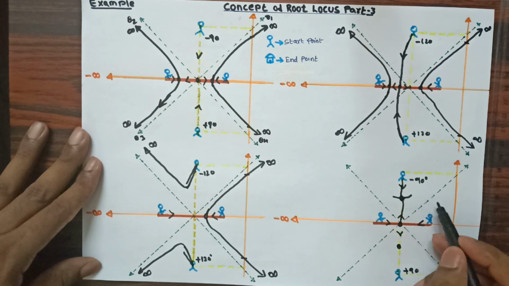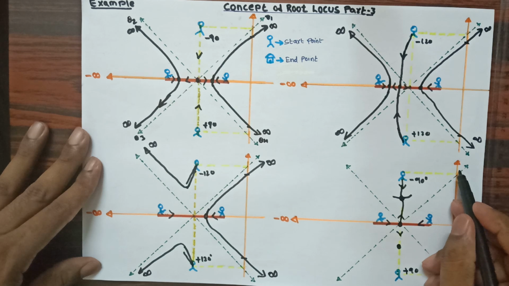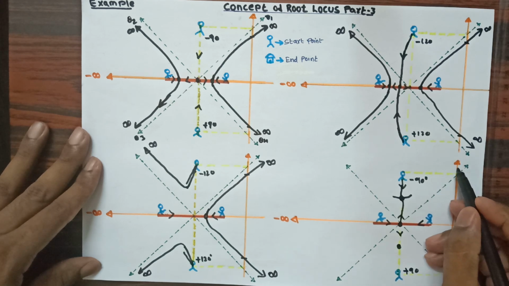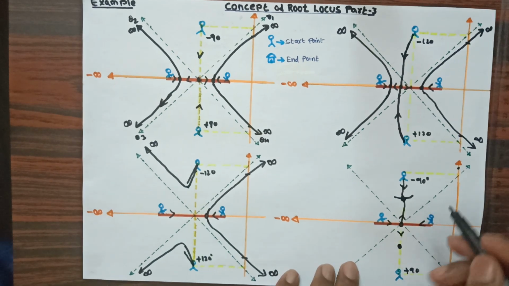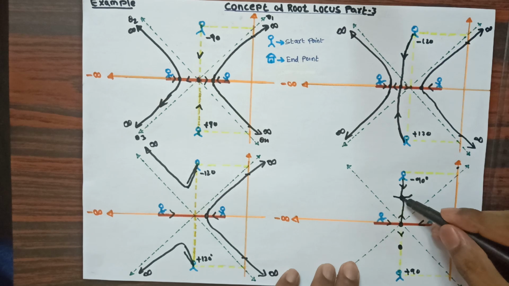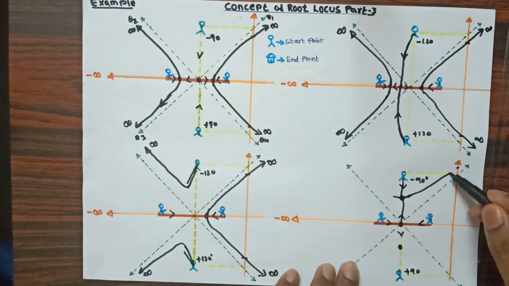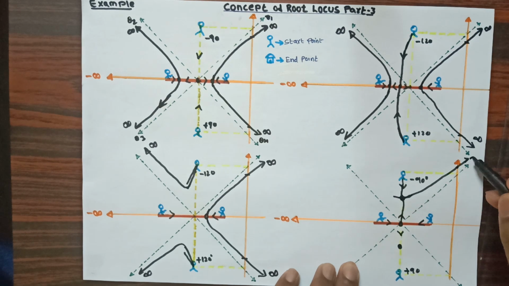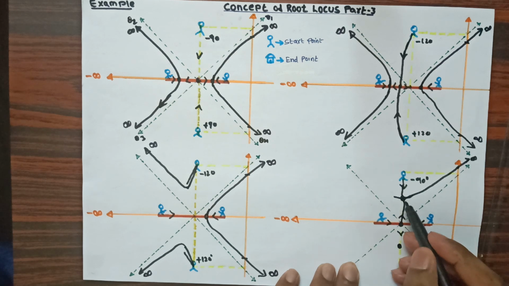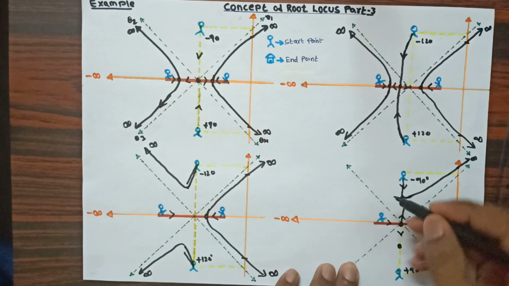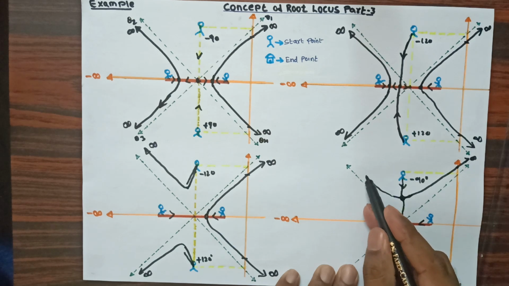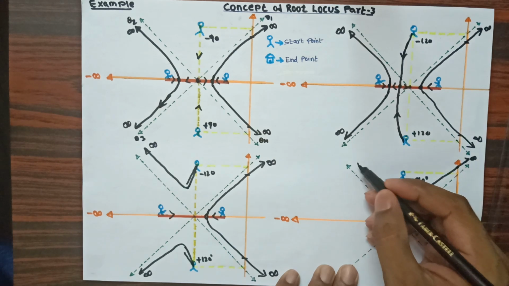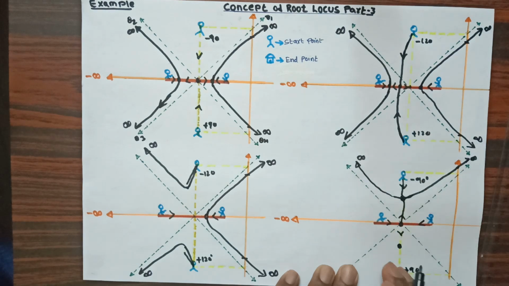This person needs to observe the intersection point also, because he is going to cross the imaginary axis. The intersection point I'll be providing somewhere here. So by observing the angle, this person will move in this way towards the infinite destination, and this person will just observe this angle and try to move in this way to an infinite path.